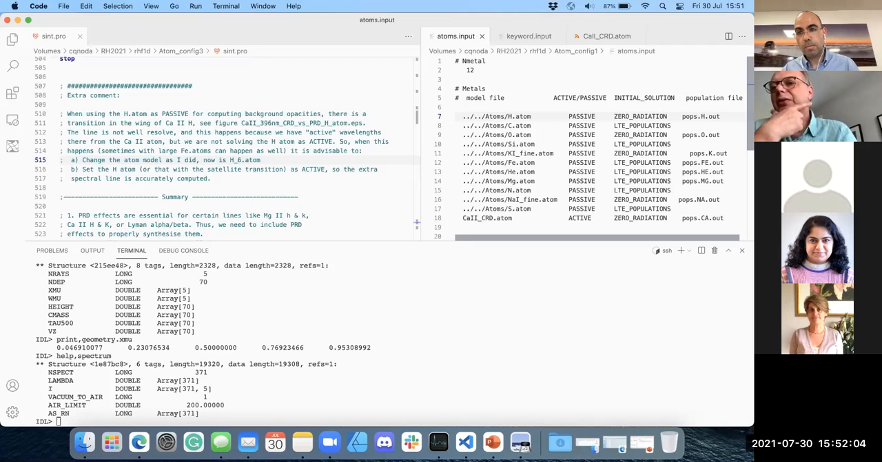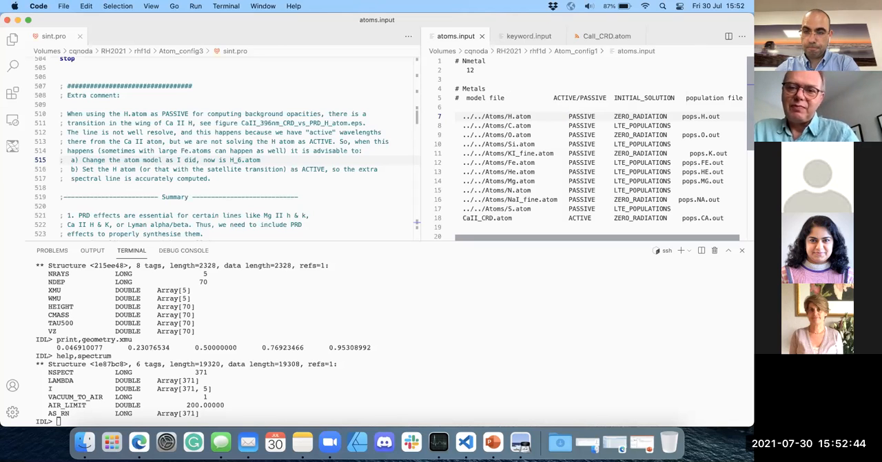Well, if they're passive, regardless of what the initial solution says, they will take either the values that are read in via the population file from a previous calculation, or it will be assumed to be LTE. No, yeah, I understand that, but why? I mean, why don't you change it? Why don't you put LTE populations instead of zero radiation? I guess there is a physical meaning for that. Only if you solve the sodium or potassium as active.